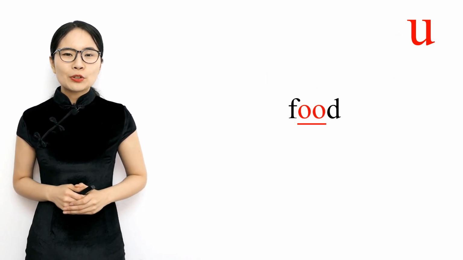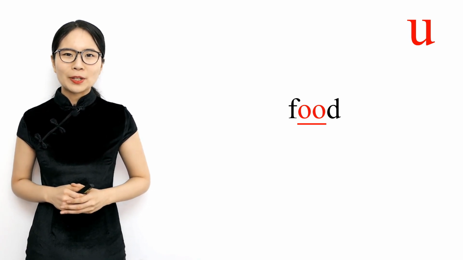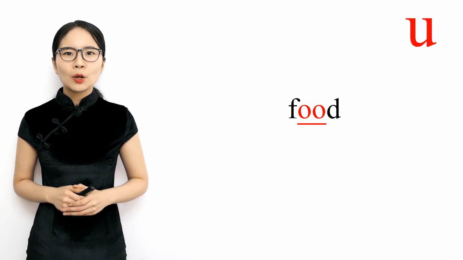Next is the simple final u. The simple final u is pronounced like the double o in the word food, but you should round your lips and raise your tongue to the middle of your mouth when you pronounce it. U, u, u.